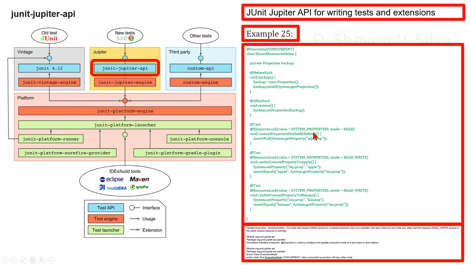If the tests in the following example were run in parallel without the use of ResourceLock, they would be flaky. Sometimes they would pass, and at other times they would fail due to the inherent race condition of writing and then reading the same JVM system property. When access to shared resources is declared using the ResourceLock annotation, the JUnit Jupiter engine uses this information to ensure that no conflicting tests are run in parallel.